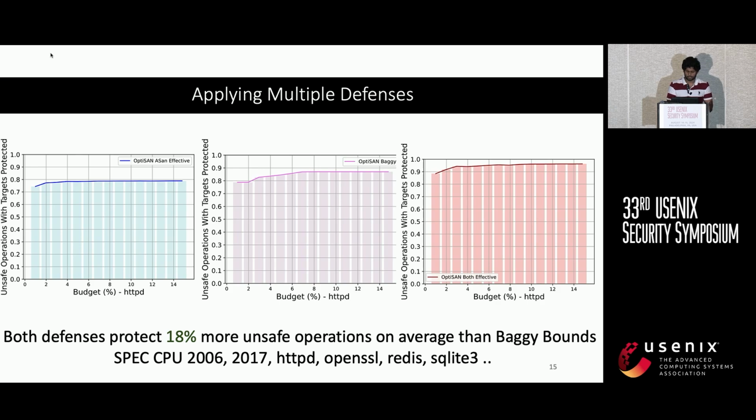This first slide here is explaining the benefit of the two defenses. We evaluated our work on the SPEC CPU 2006 benchmark, 17 benchmarks, and a few of the servers. In these plots, from left-hand side to right-hand side, you'll see the coverage of these unsafe operations. The first plot shows the coverage using AddressSanitizer alone, the second plot using Baggy Bounds, and the third plot using the combination of the two.